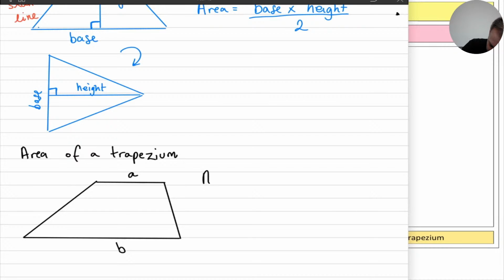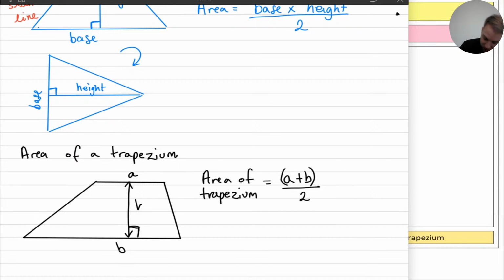So to find the area of a trapezium is equal to the top and the bottom added together. So A plus B divided by 2, average them out. But then don't forget, usually we need to times by the perpendicular height, and it's exactly the same here. This perpendicular height here, called h, is what we need to times by. So we times by the perpendicular height.